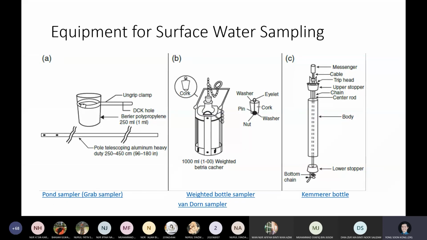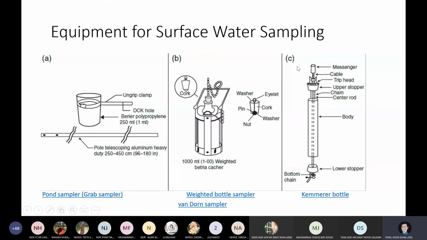By the way, if you want to collect very shallow water, you don't even need to use all three of these. Just jump into the river, use your hand, use your bottle, open the bottle and collect just like that. You don't need to use this equipment, it's not compulsory. Simple as that. But of course, not all rivers are that shallow, isn't it? So that's why C is the one.